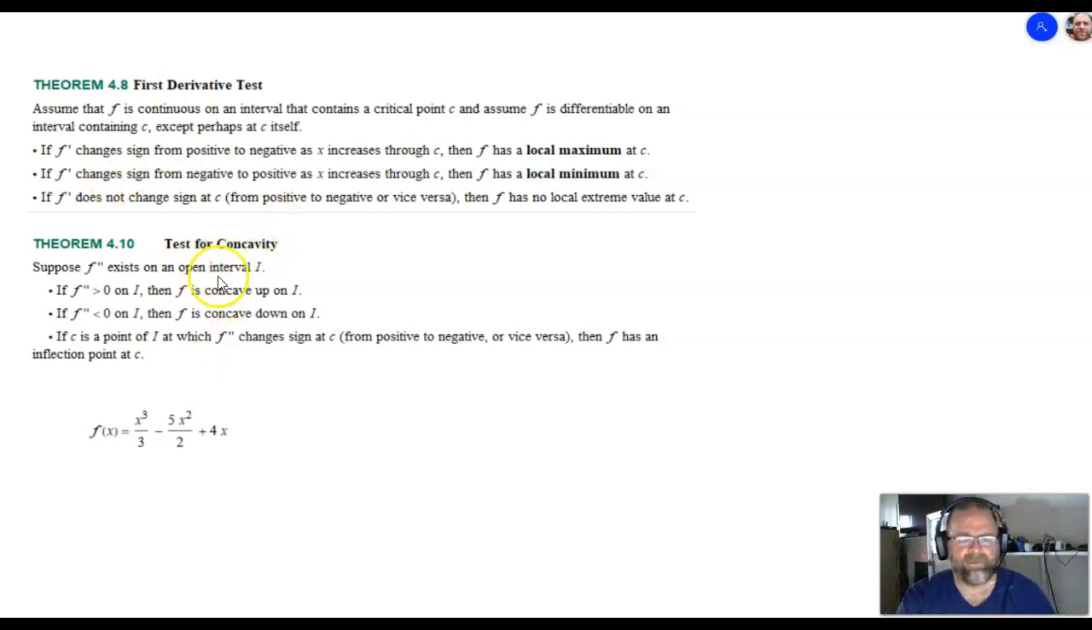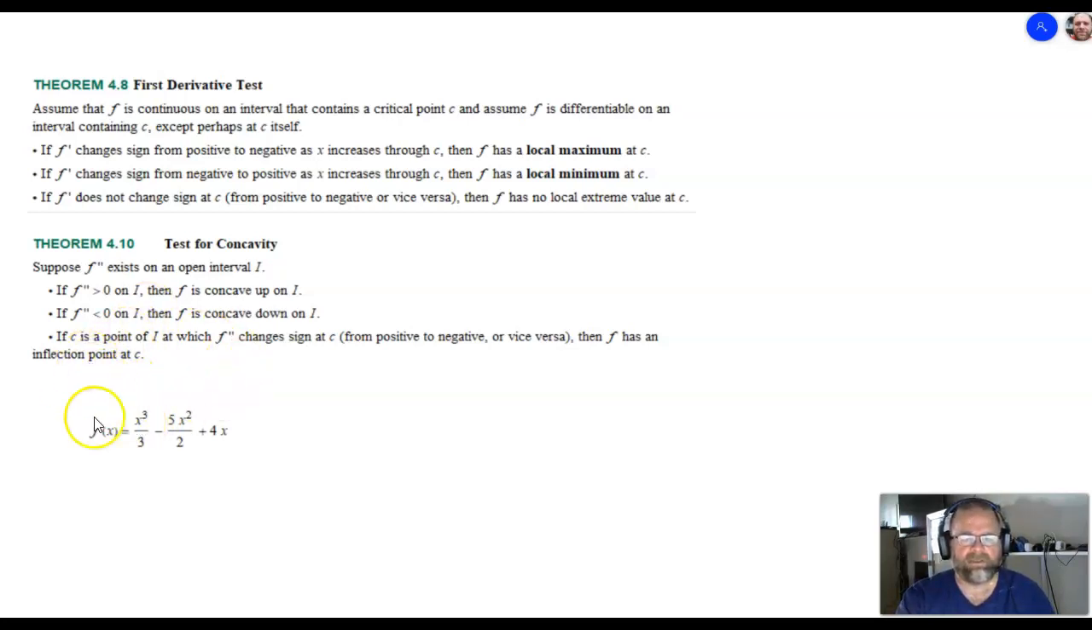And for the test for concavity, if the second derivative is positive, that means it is concave up. So we have like a bowl sitting on a table. So that means we have a local minimum. If the second derivative is negative, then it's concave down. And that means that it's like a bowl upside down, which means that we're going to have a local maximum.